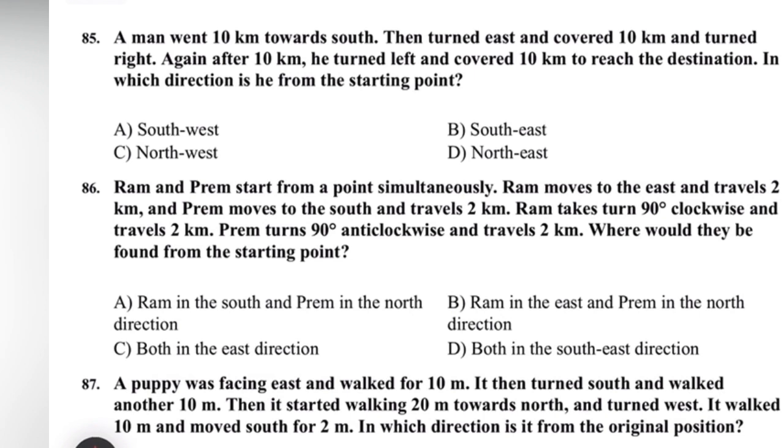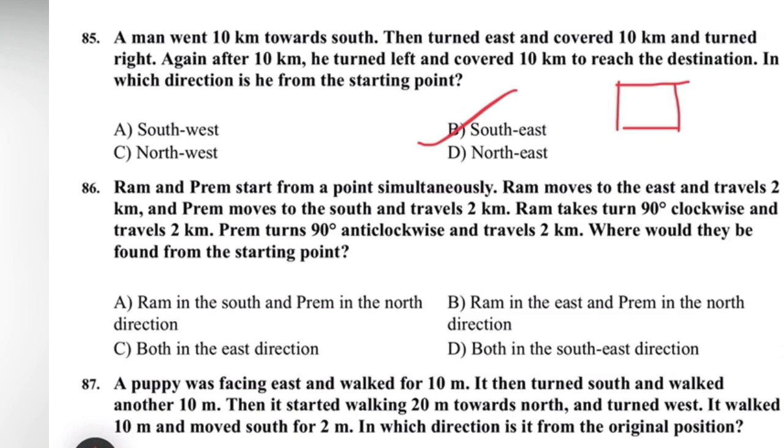Question number 85. That is with the direction and all. You can easily find it out. There is no need for much discussion. A man went 10 kilometers south, then turned east and covered 10 kilometers, and then again turned right, and after completion turned left. In which direction is the point? The answer is option B, southeast. Southeast is the answer, right, students? Just read it, draw it, and find out the answer. That is all regarding it.